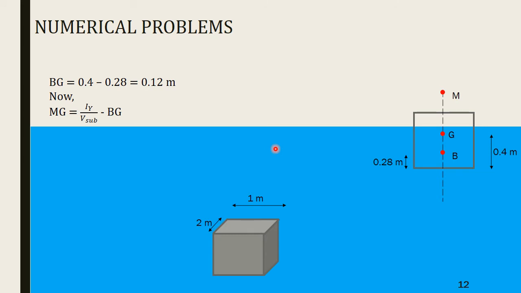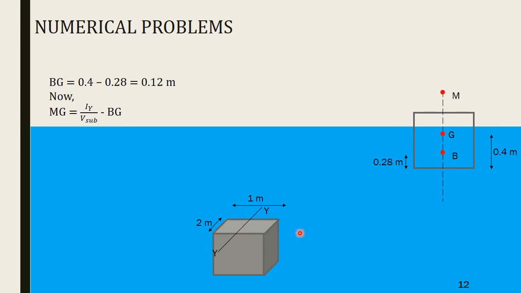So how to find out Iy? Iy is the moment of inertia about the y-axis of the submerged body. So how to draw the y-axis? From the derivation you would remember that this was Y-Y, and so you have to find out the moment of inertia about this axis, and this is a rectangle, and so it would be 2 into 1 cube by 12. So whichever side the axis is cutting, that side gets cubed when you find out the moment of inertia.